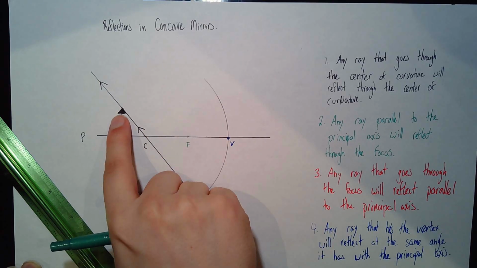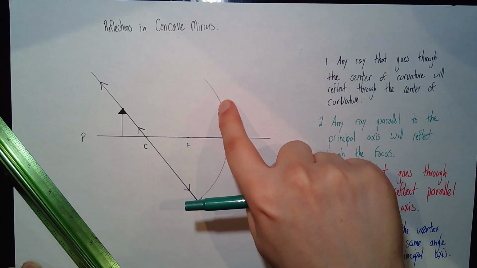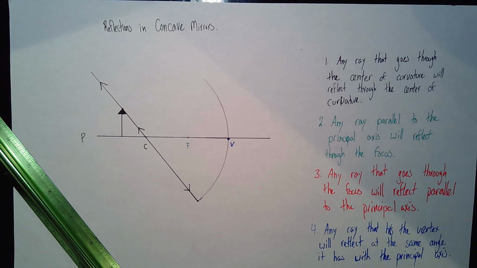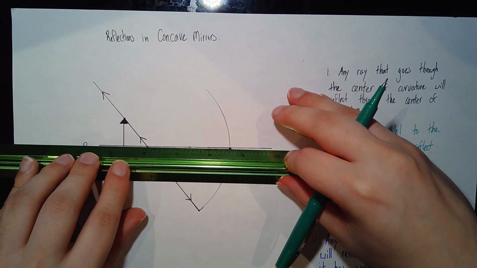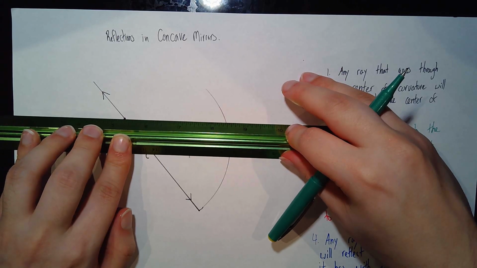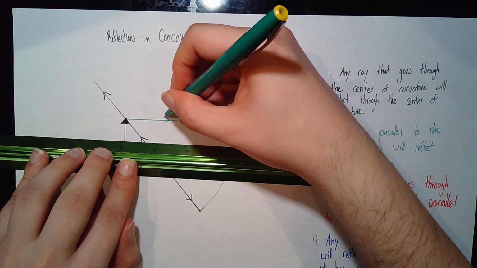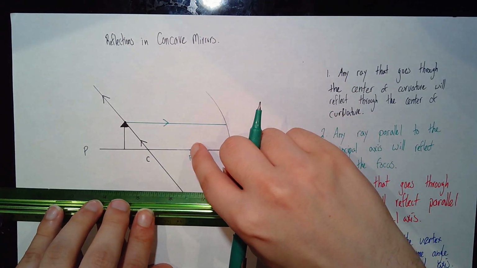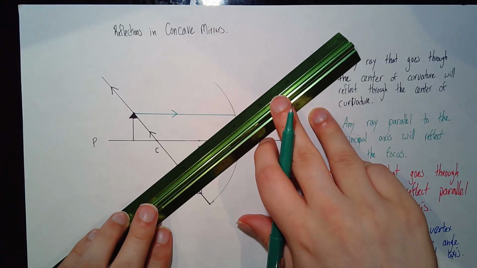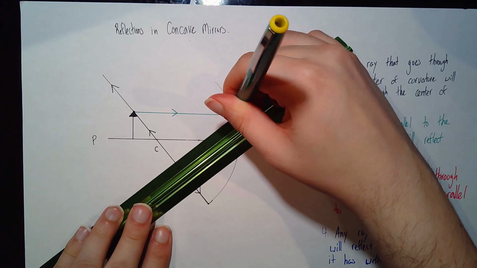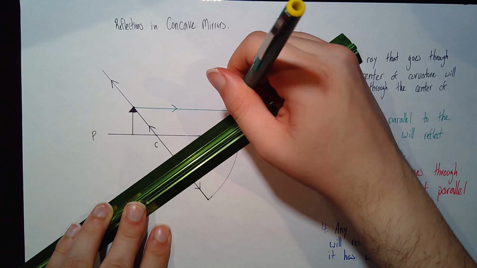And so any ray that's parallel to the principal axis will reflect off and go through the focus. So let's see what that one will look like. So we want to make sure that our line is perfectly parallel with the principal axis. It's coming from the same point. And this ray, once it hits the mirror, is going to come through the focus. Oh, sorry, my ruler moved a little bit there. Let's just make sure it's perfectly straight.